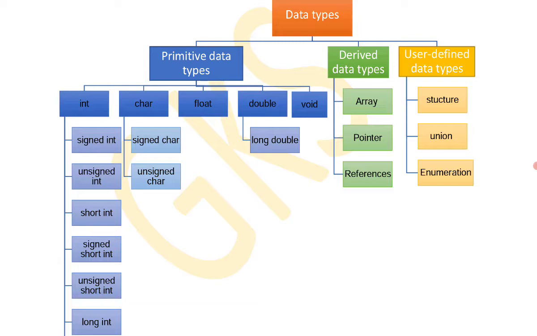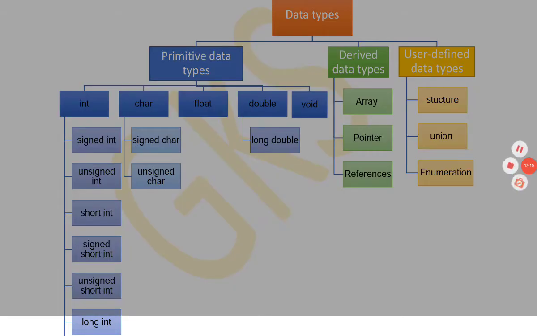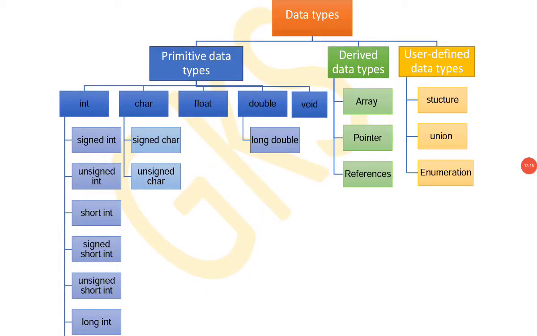Next, the third type of data type is the float data type. Float data types are generally used to store and declare real numbers or decimal numbers, with some decimal point values like that.